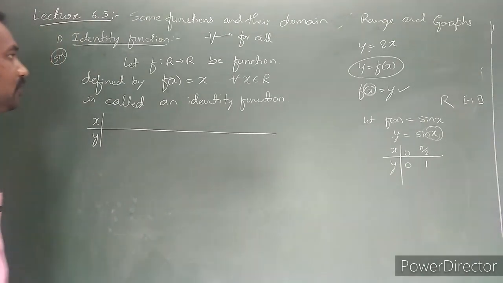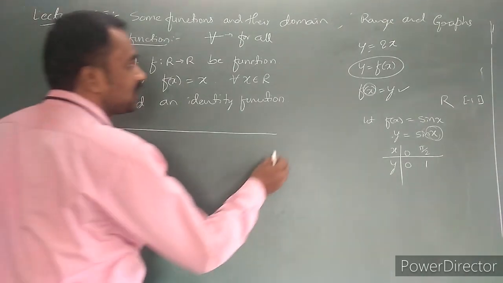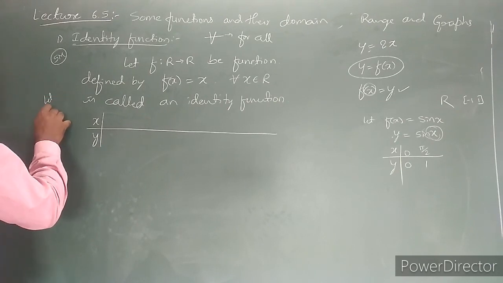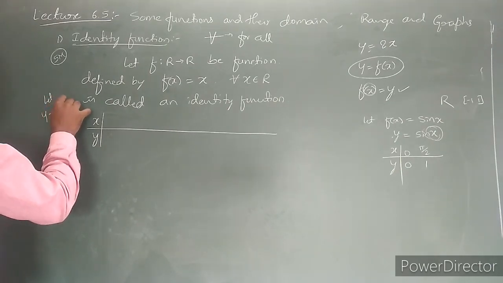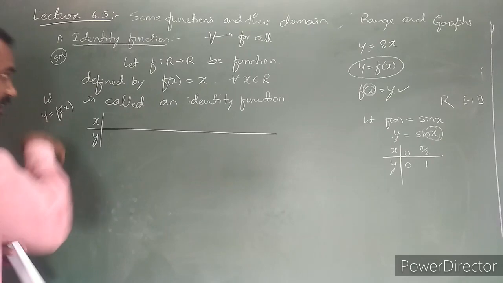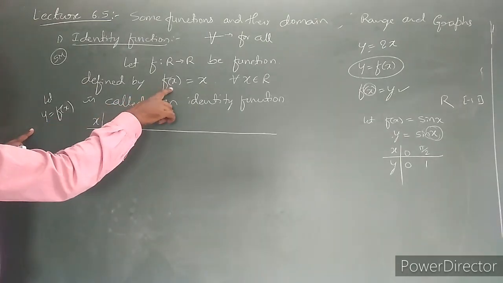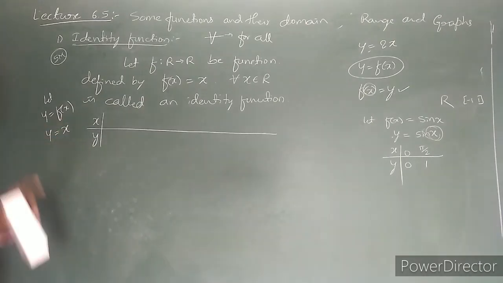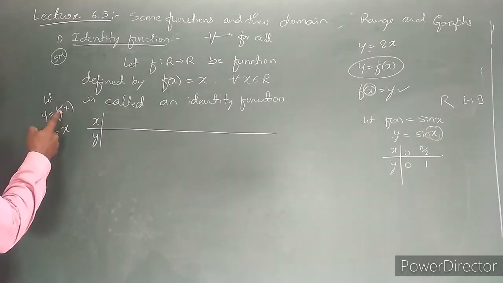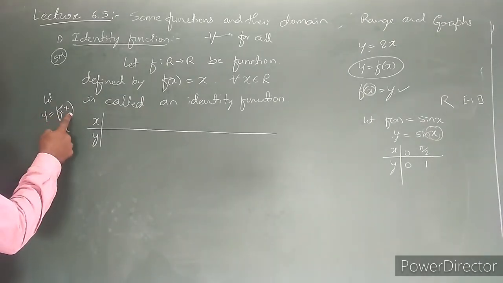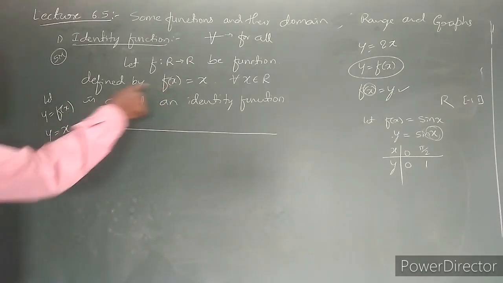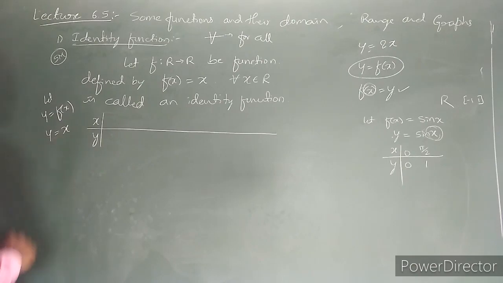f of x is equal to y. What I choose means, let y is equal to f of x. If we choose y as f of x, can I write that f of x value as x? Then y is equal to x. You got that? Let y is equal to f of x. A different name I have given for f of x. Then what is f of x? f of x is nothing but x.